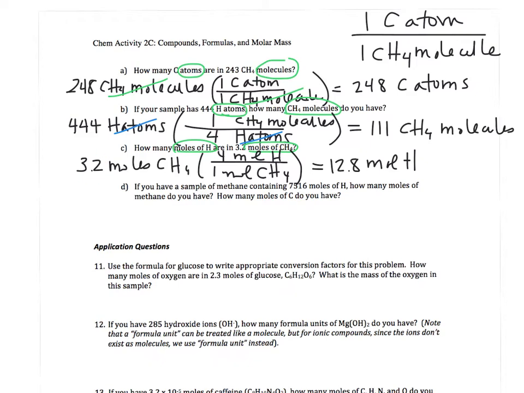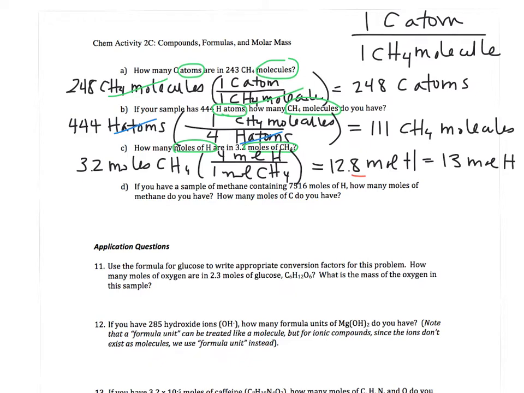This, however, is a number that does have uncertainty in it. So we're going to be limited to 2 sig figs in our answer. So that means that the 8 is not going to be significant. We don't have any idea what the value of the 8 is. So we are going to round to 2 sig figs to say 13 moles of hydrogen.